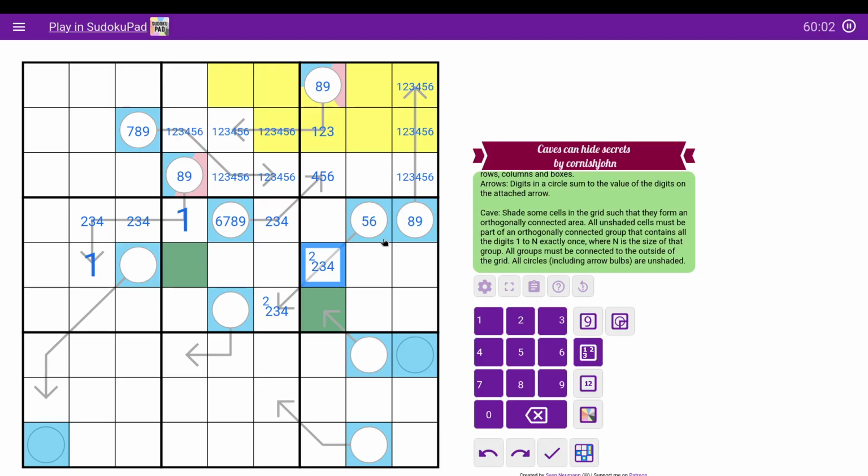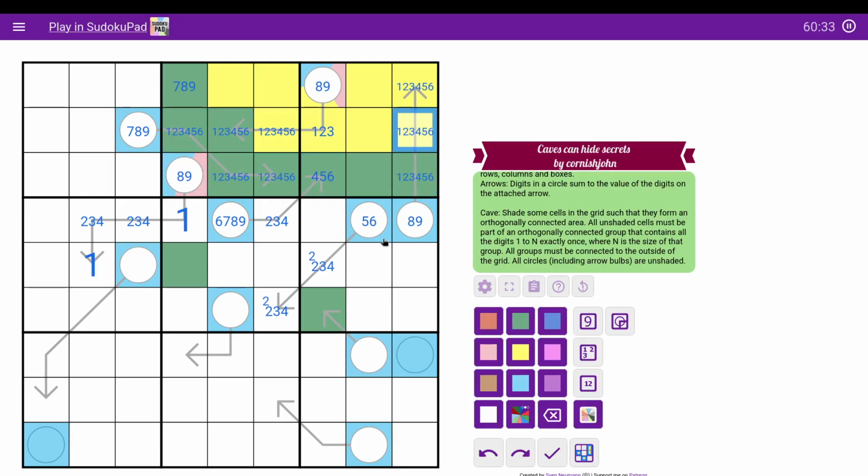Okay. We're still assuming these are 9's. One of these is a 5 or 6. One of these is a 5 or 6. So this must be 7, 8, or 9. Can't be part of that group. Well, I mean, okay, we know all this is unshaded.